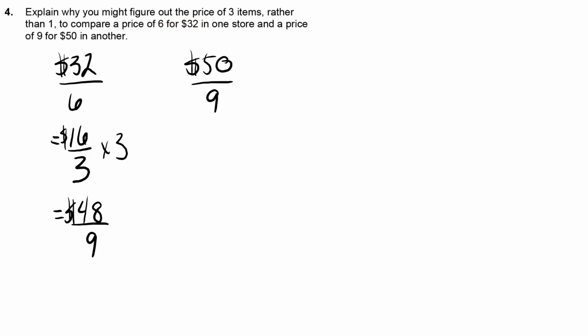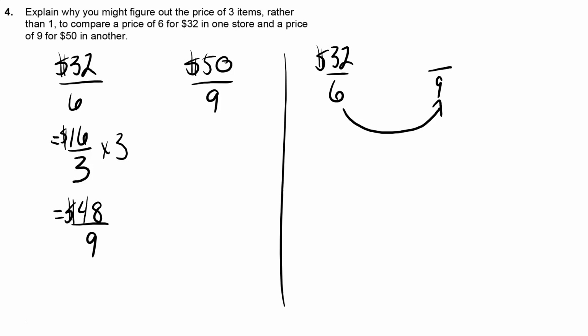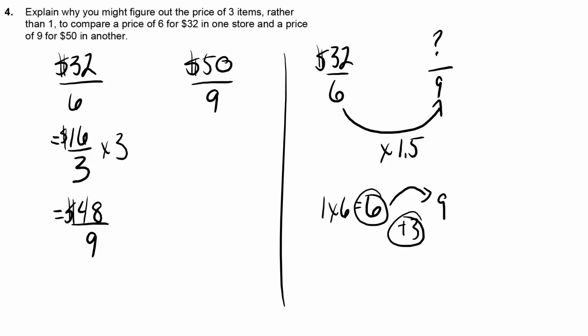You could have got to the same place by thinking about $32 per 6 and looking at the relationship between 6 and 9. How are we going to find this 48 basically? So to get from 6 to 9, we multiply by 1.5. Right? Because if you think about it, 1 times 6 is 6. And to get from 6 up to 9, you have to add 3. But 3 is half of 6. Right? That's a half. So 1.5 times 6 is equal to 9.